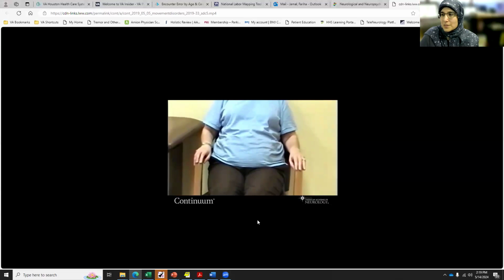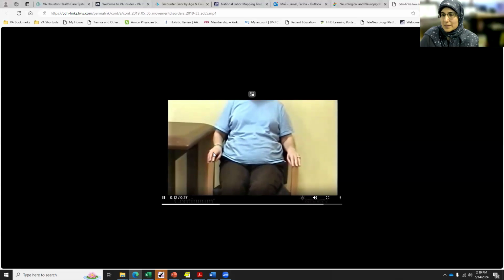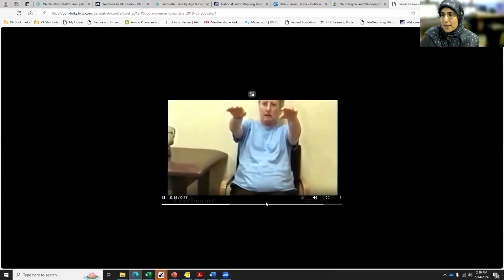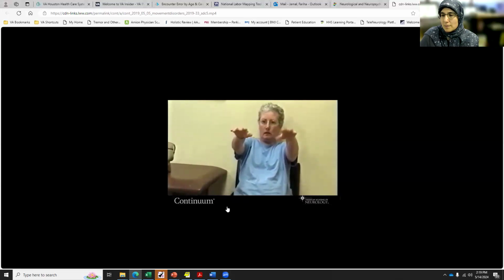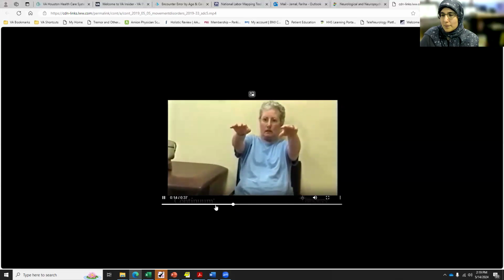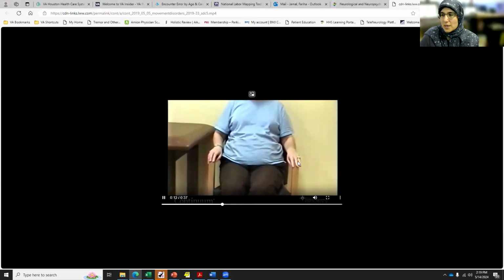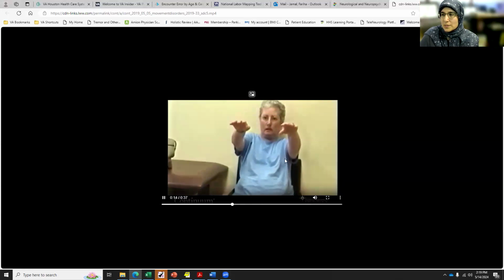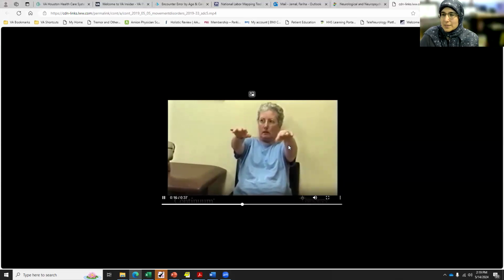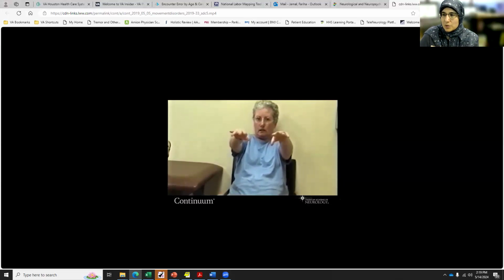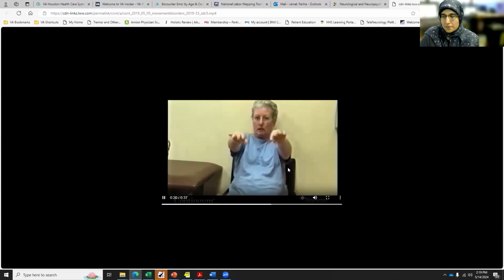Okay, so here you see how the arms are completely resting on the armrest, right? And there was a shaking. Let's go back a little bit. Yeah, and there was shaking in the hand. And then as soon as the hand was raised, there was a slight decrease in the amplitude of tremor. And then with sustained posture, the tremor came back again.